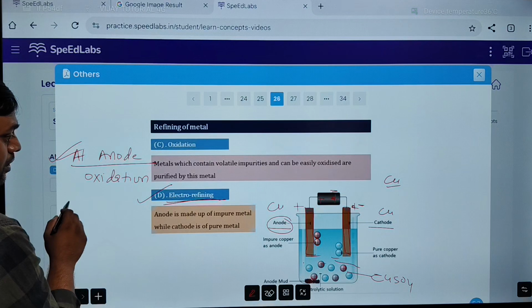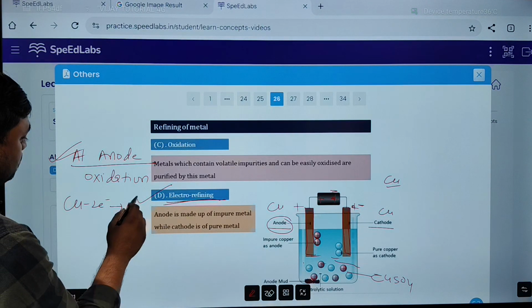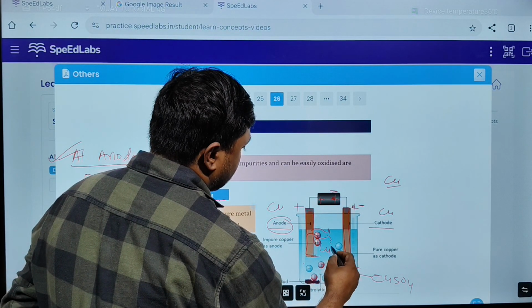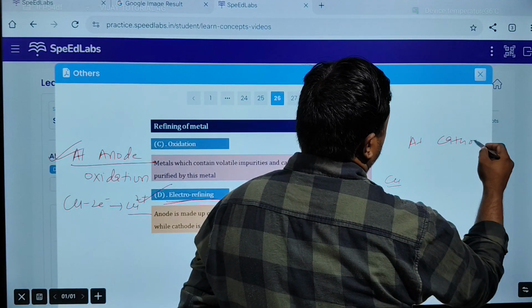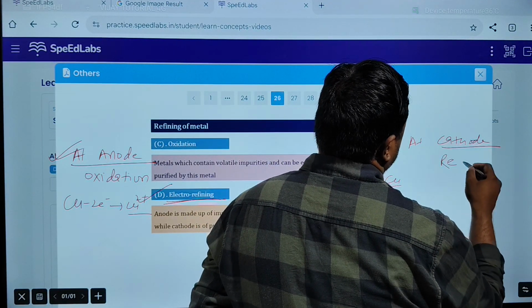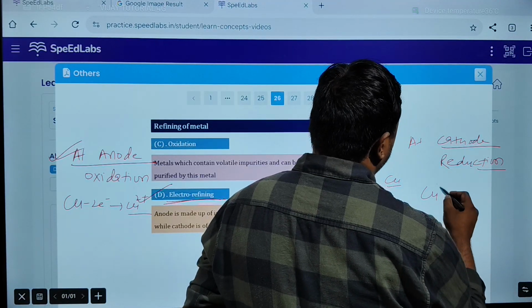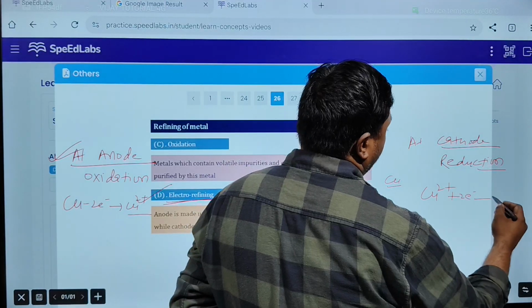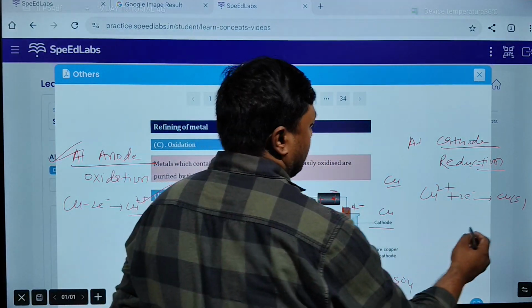So what will happen? The copper will lose 2 electrons and become copper ions. So copper will dissolve into the solution, Cu2+. And at the cathode, reduction takes place. Reduction means gain of electrons. These copper ions from the solution will gain 2 electrons and become solid copper. So it will get deposited here as solid copper.